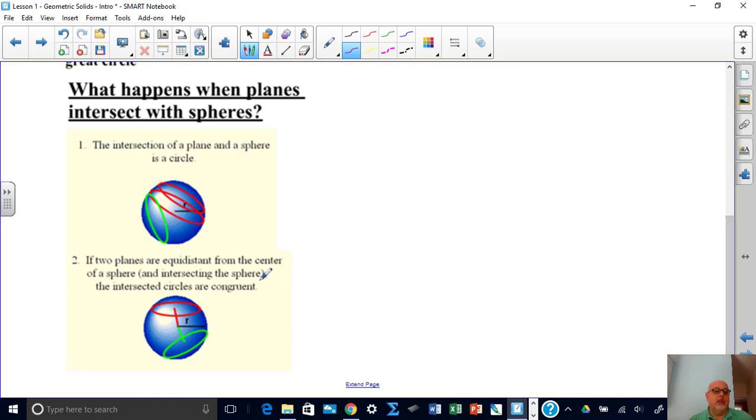Okay? So we can reverse that. If two planes have intersected a sphere and created congruent circles, then you know that those two planes are equidistant from the center of the sphere.